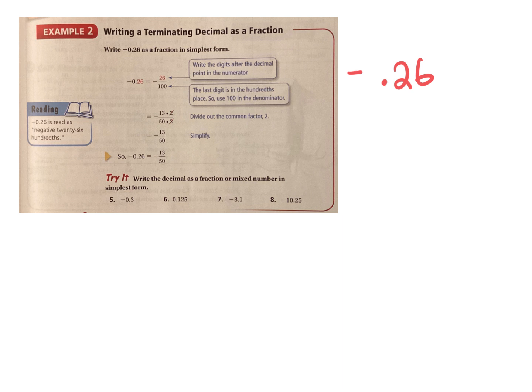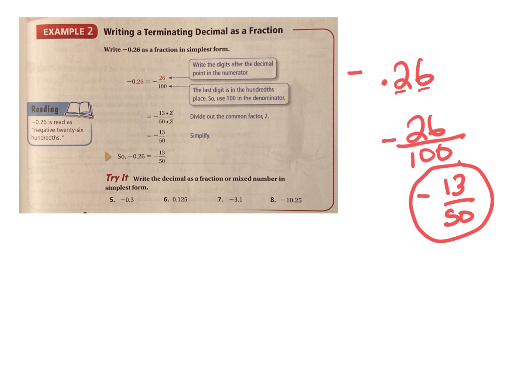I read it. This decimal says that this is 26 hundredths. So then I say negative 26 hundredths. And then I just have to simplify that. I can divide each by 2, negative 13 50ths. 13 won't go into 50, and 13's prime, so that's what I get. So that's how you make a terminating decimal into a fraction.